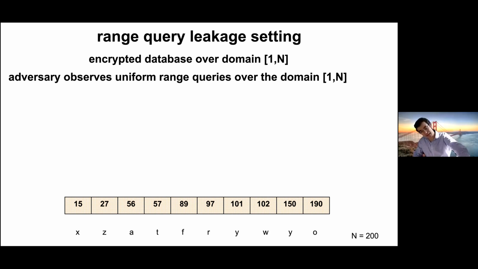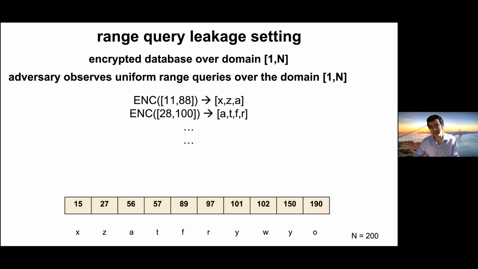Now, the reason I'm having this net on top of the numbers is that I want to indicate that these records are not plain text, these are encrypted records. So this 15 lies under a semantically secure encryption scheme. Okay, so these are all encrypted databases, and what the adversary just sees is these random identifiers X, Z, A, T, F, R, Y, W, Y, and O. Okay, is it clear, the setting? Good. So let's see what happens now.